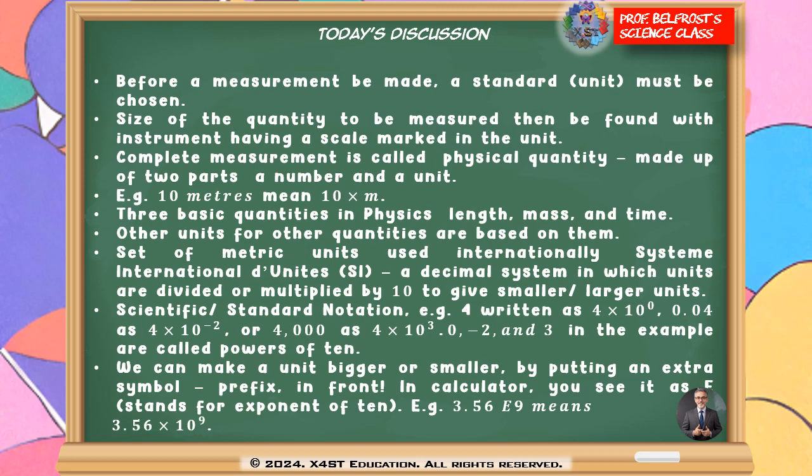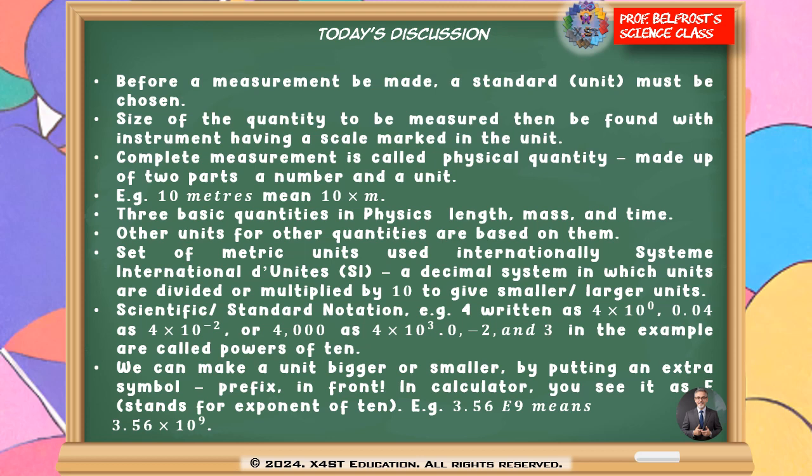Let's move on. We can make a unit bigger or smaller by putting an extra symbol, a prefix. So if you don't want to say, oh, this is 4 times 10 to the power of 3, which is very complicated, for example, you want to say 4000 meter, you don't want to say times 10 to the power of 3, you can just say 4 blah blah blah meter. This is the prefix in front of the unit. For example, for 4 times 10 to the power of 3, you can say 4 kilo, right?